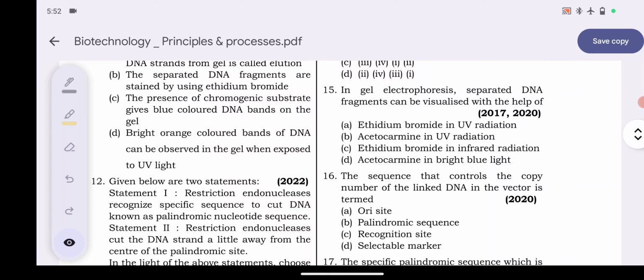Question 16. The sequence that controls the copy number of the linked DNA in the vector is termed: Ori site, palindromic sequence, recognition site, or selectable marker. Here the answer is the Ori site, the origin of replication. This is a sequence from which replication begins, and any fragment of DNA can be forced to replicate within the host cell if it is linked to this sequence. This sequence also regulates the number of copies of the linked DNA. So origin of replication is the answer, option A.